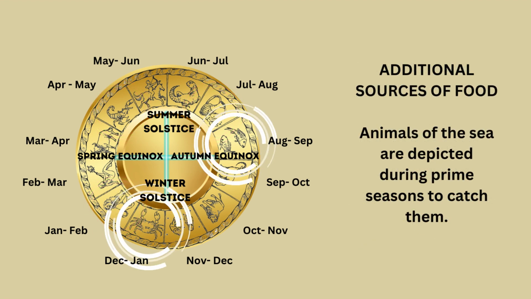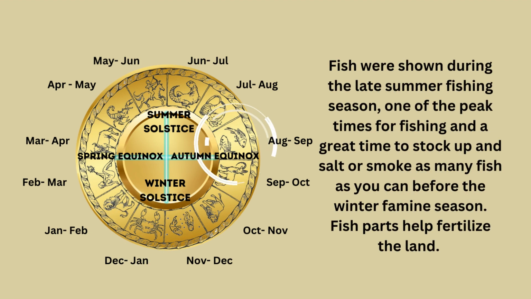Animals of the sea are depicted during prime seasons to catch them. Fish were shown during the late summer fishing season, one of the peak times for fishing and a great time to stock up and salt or smoke as many fish as you can before the winter famine season. Fish parts help fertilize the land.